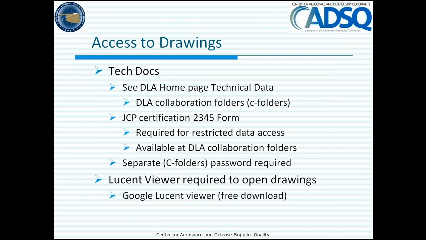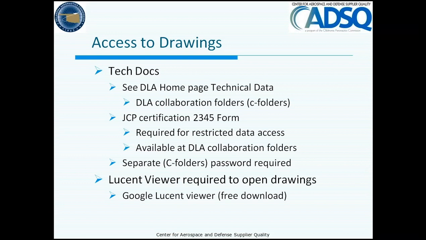A lot of times I've run across companies who say, well, I can't access the drawings. If I can't look at drawings, I can't bid. And that's a true statement. You get drawings through TechDocs in DLA. TechDocs is, if you imagine it, a big file drawer in the sky. That file drawer contains all the technical data necessary to bid on a solicitation. And that tech data is all loaded in a file cabinet, and the name of that file cabinet in DLA is called C folders.